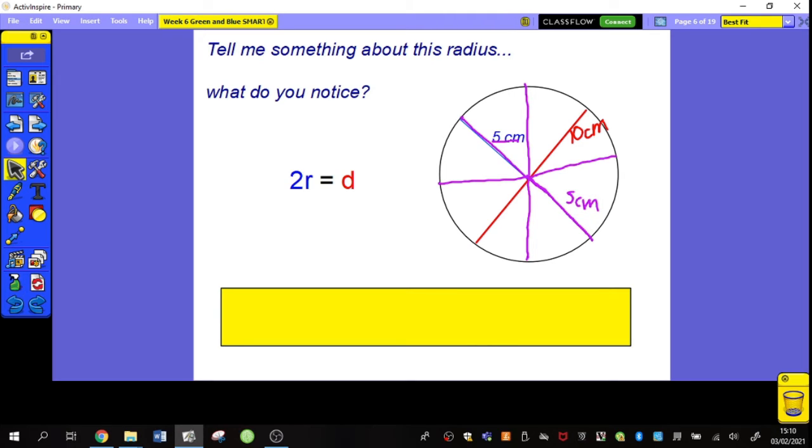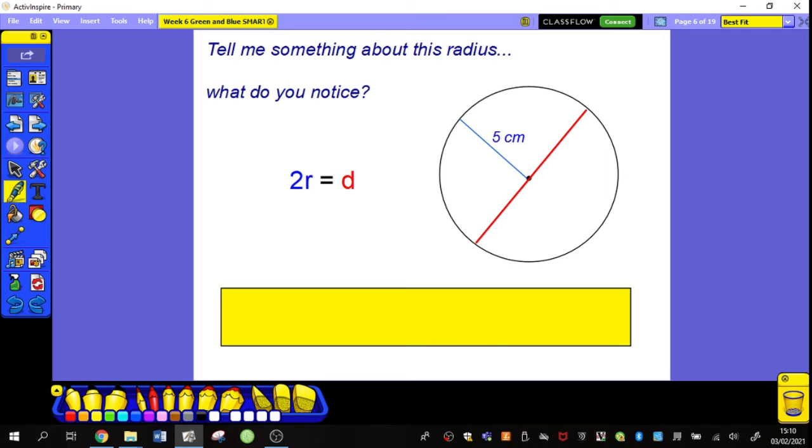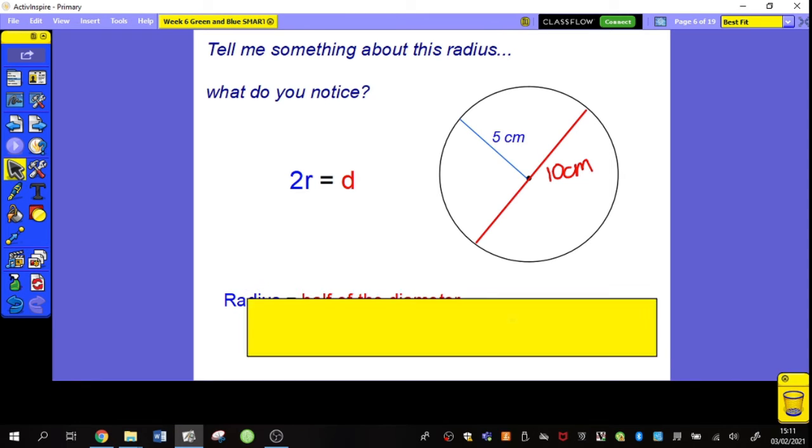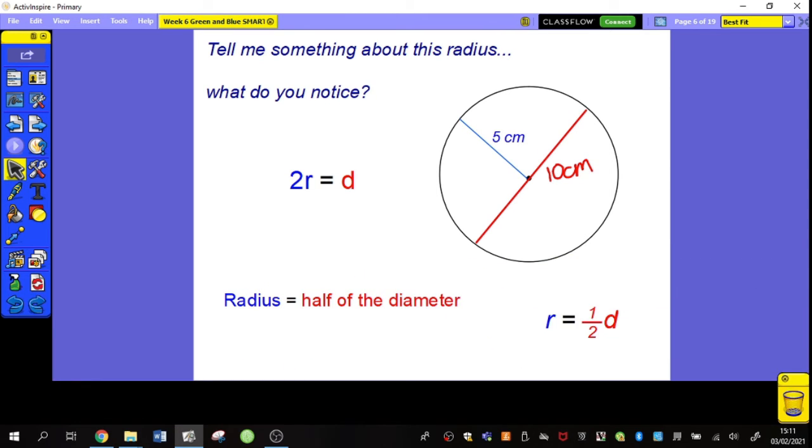Now I could work that backwards. If I was given the diameter, which I know as being 10 centimetres, I could just as easily calculate the radius, because the radius must be half of the diameter. So you can see here I've got another formula: radius equals half of the diameter.